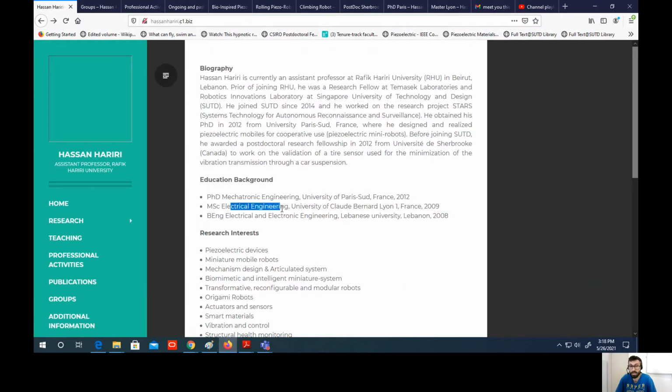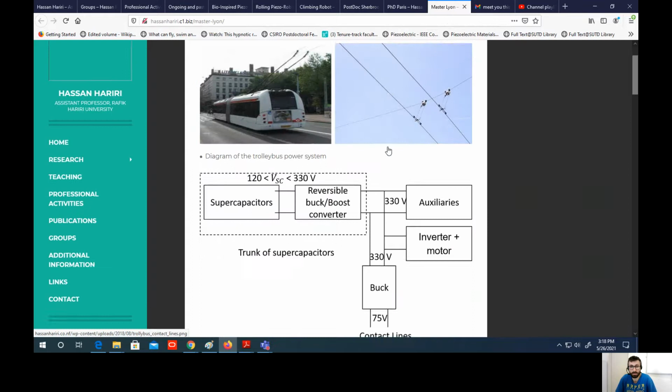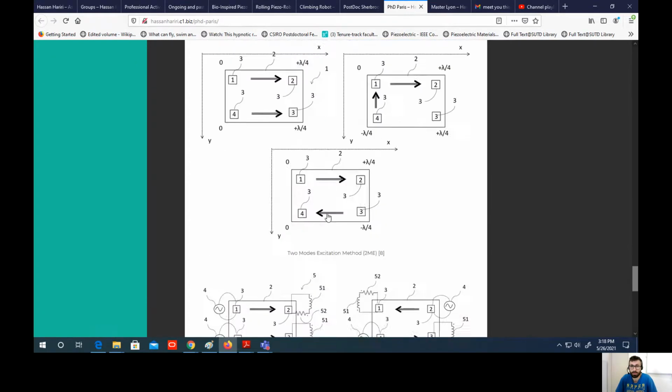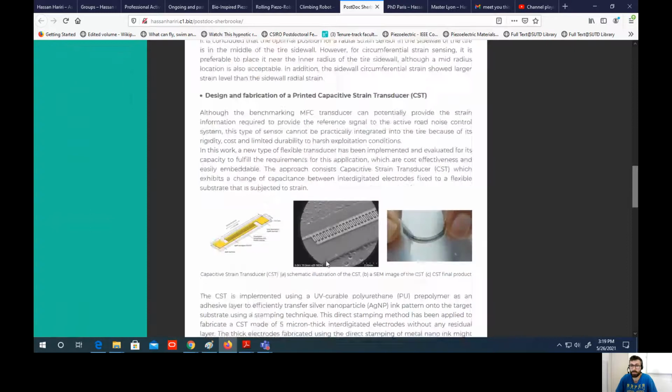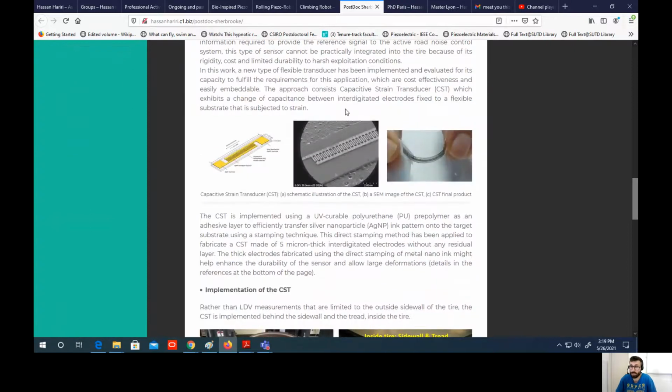My electrical engineering master thesis and PhD in mechatronic, but my postdoc also was in mechanical. So you can look at my multidisciplinary profile. You see even some MEMS work in collaboration with other universities. I was working at Sherbrooke, but we were collaborating with Simon Fraser University and Alberta University.